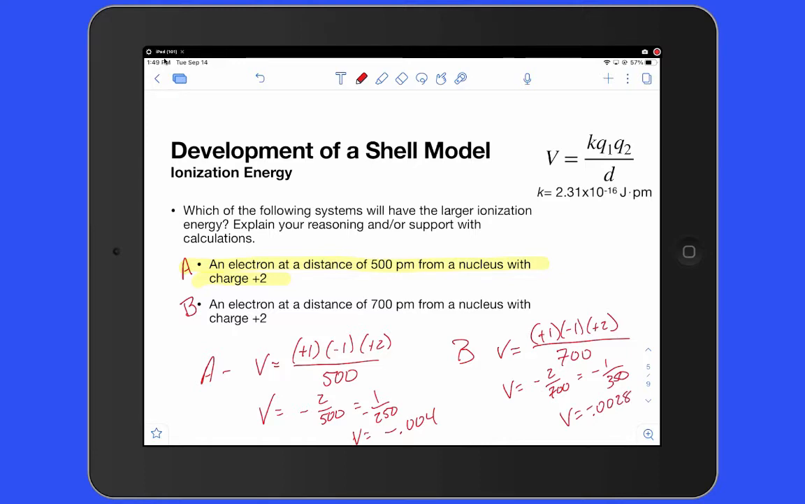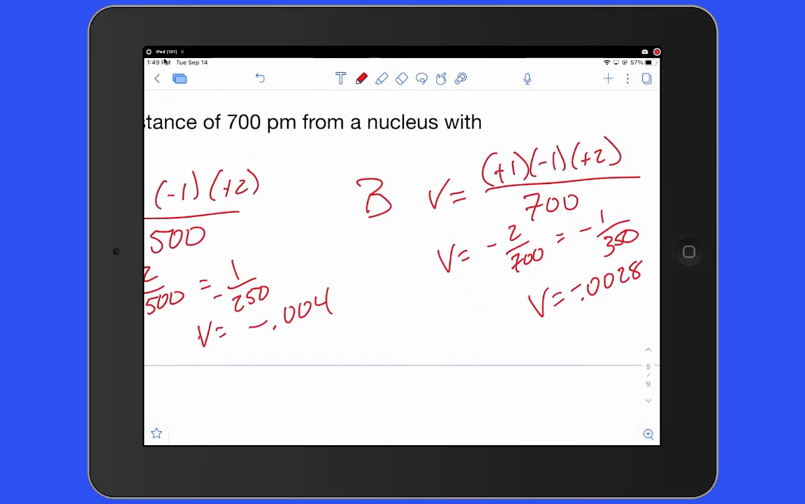Which of those two values is bigger? Magnitude. 0.004, 0.0028. That's the stronger attraction. Everybody good? Does anybody have any questions? Wait, which one's the strong one? The 0.004? Okay.